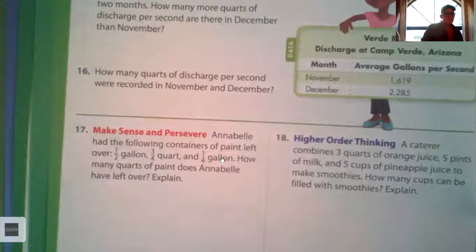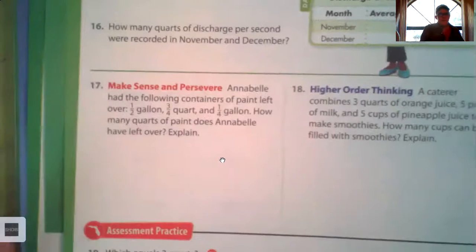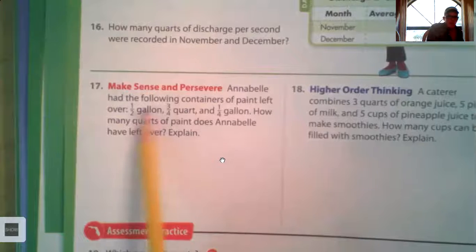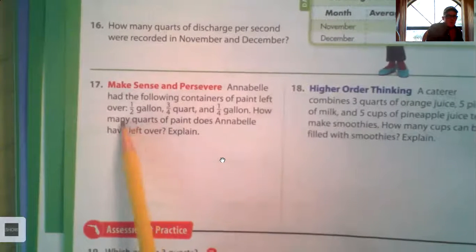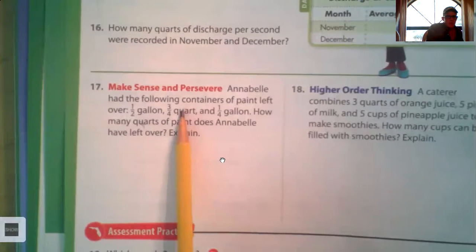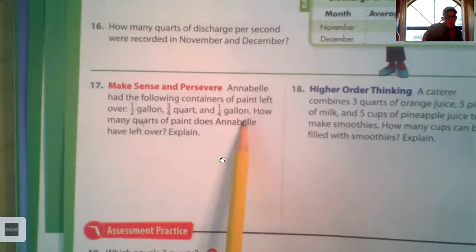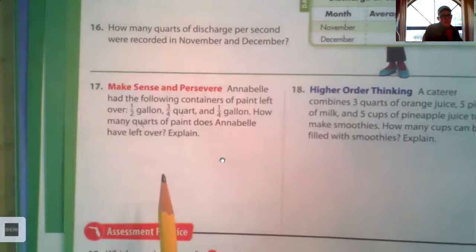Make sense and persevere. Annabelle had the following containers of paint left over. She had 1/2 gallon, 3/4 of a quart, and 1/4 of a gallon. How many quarts of paint does Annabelle have left over?